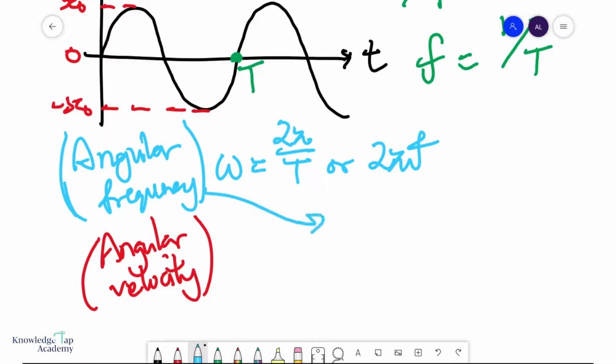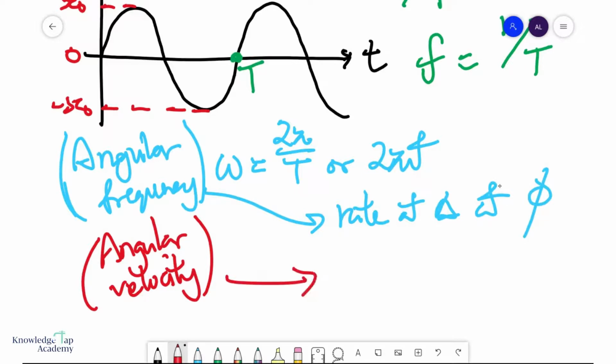So this is the rate of change of phase as compared to this guy, who is the rate of change of angular displacement. But they are essentially the same thing.